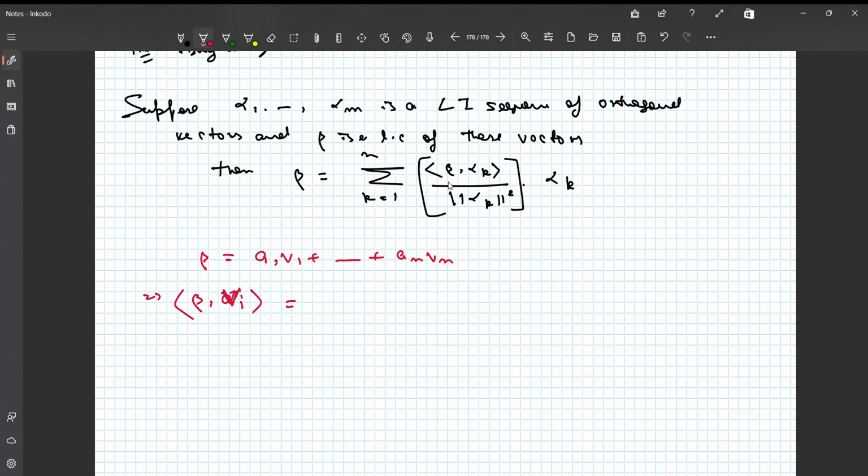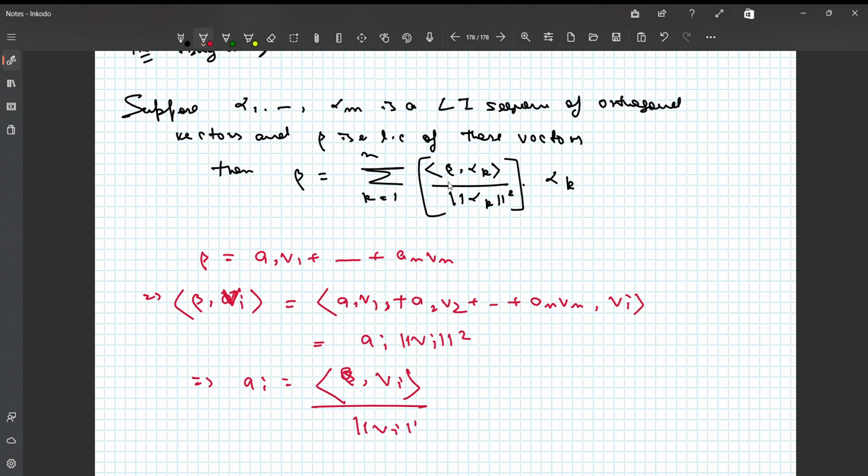But then what is the inner product of beta with any vi? It's then precisely the inner product of a1 v1 plus a2 v2 and so on till an vn, with vi. But observe that this is nothing but ai times norm of vi squared. This just comes from the steps of the previous theorem. But this means that ai is nothing but the inner product of beta with vi divided by the norm of vi squared. And so every ai is of this form.